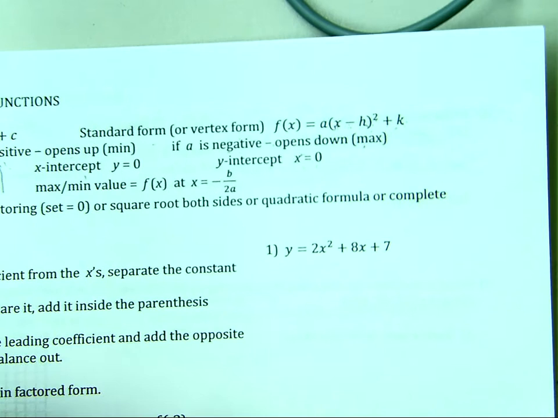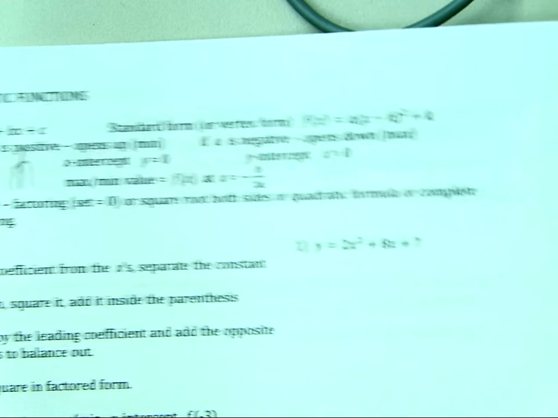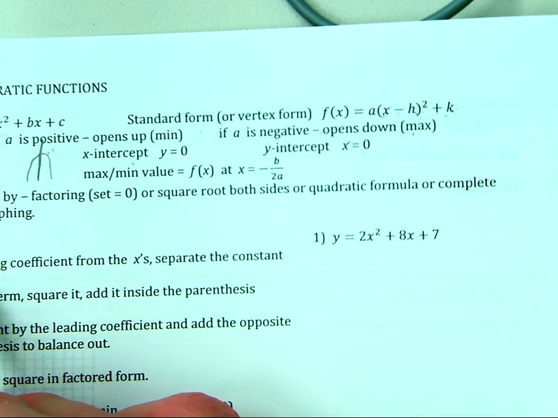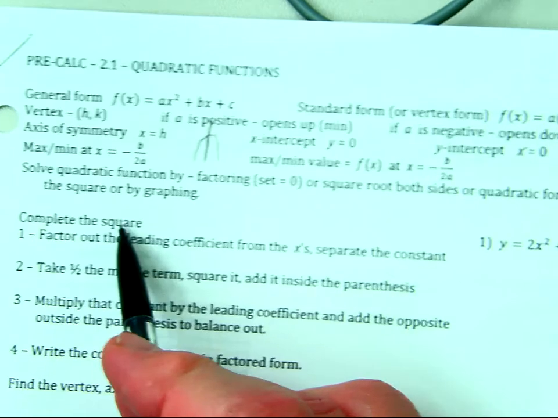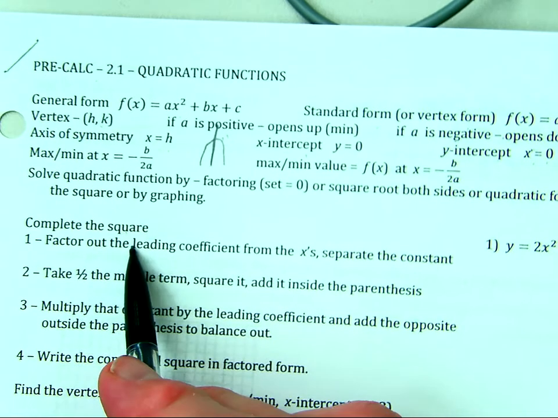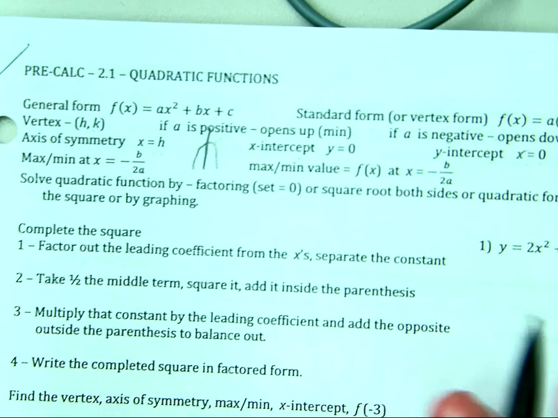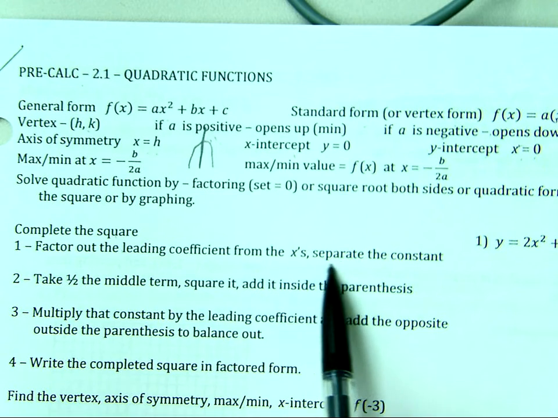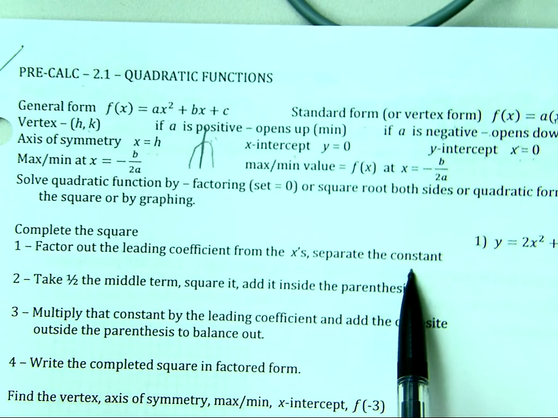If we go through this one, there are different ways to put it in one of these forms. To put it in vertex form, a very common way is called completing the square. That's the first we're going to do. You might remember doing that in algebra. Here are the steps. First, factor out the leading coefficient from the x terms and separate the constant.